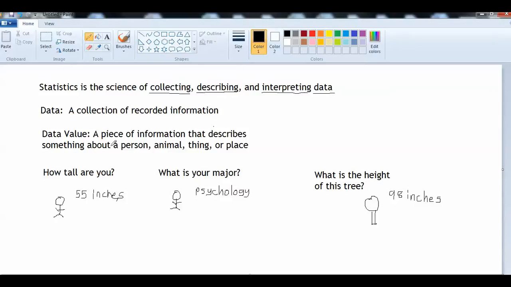So we've talked about the meaning of a data value. We've talked about the definition of statistics.